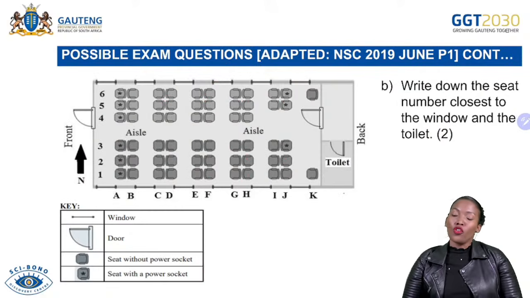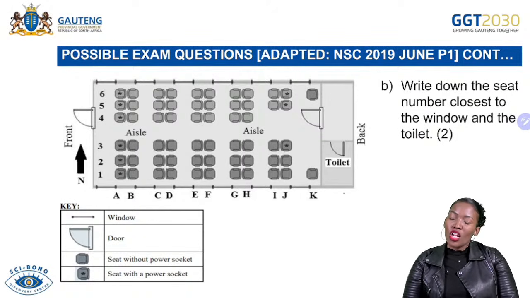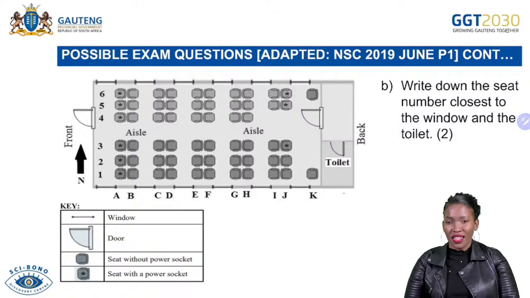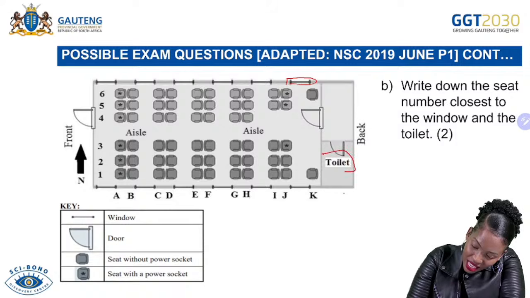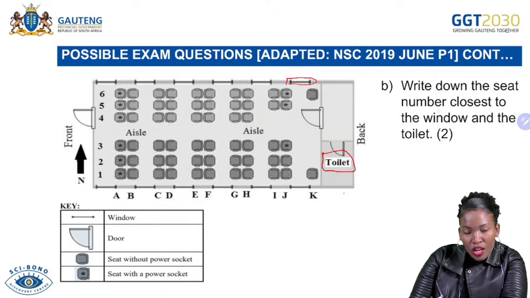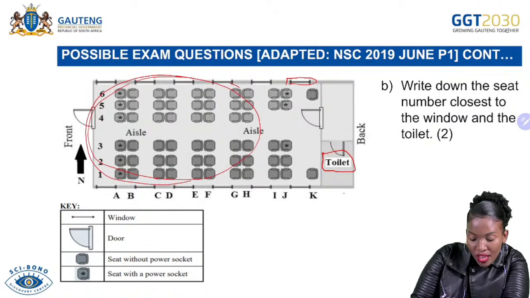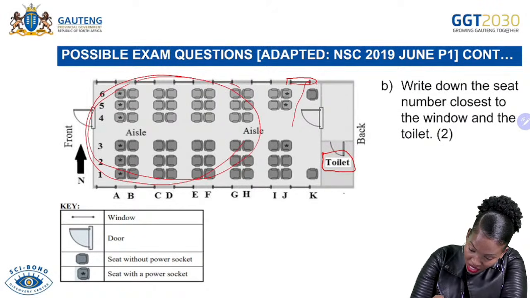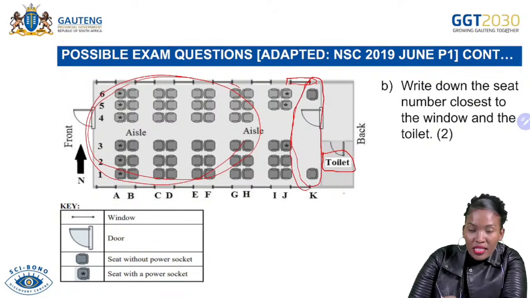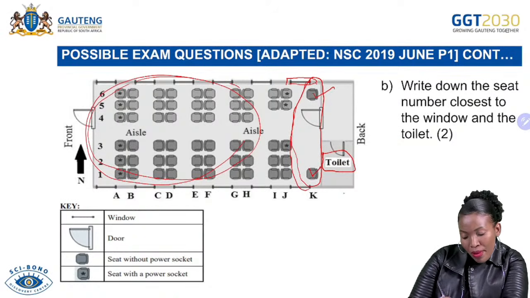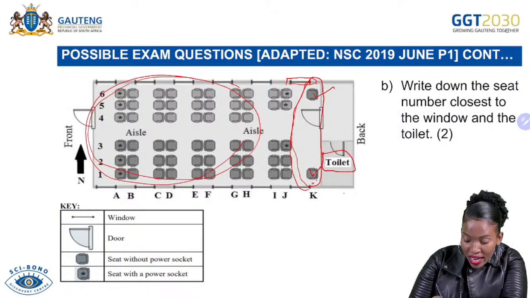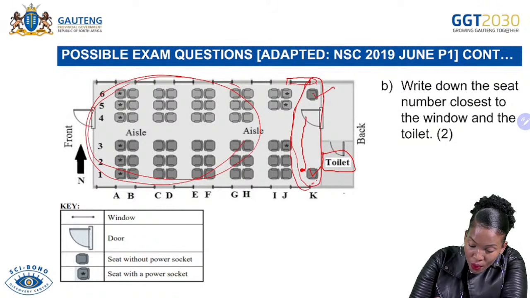And then B, you must write down the seat number closest to the window and the toilet. Remember, these are the symbols for the windows. And then here is the toilet. For this question, we cannot be looking at the other side of the coach. It means we need to be looking here at these last 2 seats. So which seat between this one and this one is closest to the bathroom? Remember, the entrance to the toilet is there. So if a person is sitting here at K1, they'll have to travel all the way there and get inside and go back to the table.